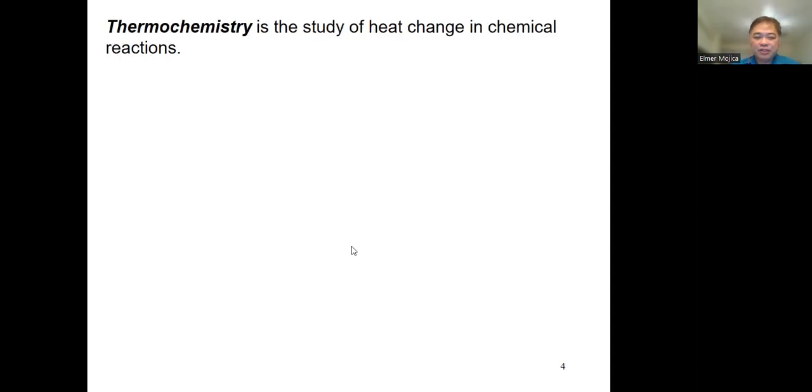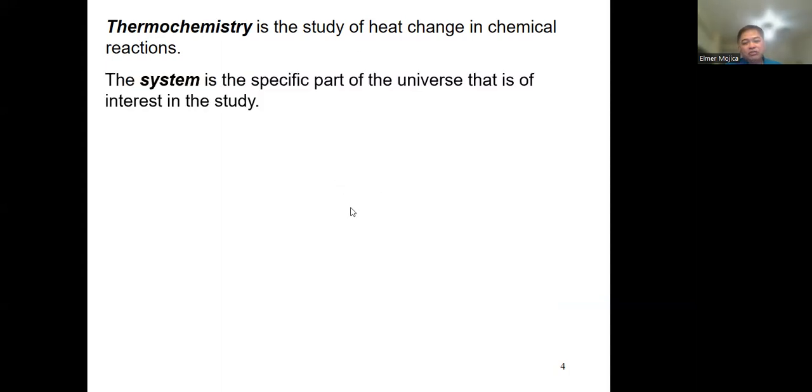Now, when we're talking about thermochemistry, as I told you, it is part of thermodynamics. So thermochemistry deals with what? Chemical reaction. Chemical reaction is the heart of chemistry. So thermochemistry is about the heat involved in chemical reactions. And usually we have what we call the system, which is the specific part of the universe that is of interest in the study.